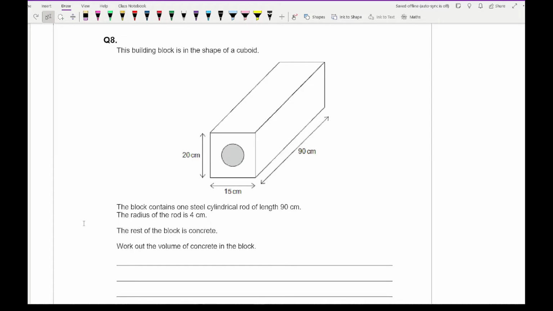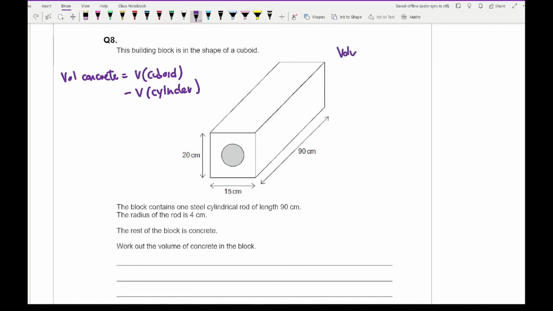So this involves cylinders. It says that this building block is in the shape of a cuboid. The block contains one steel cylindrical rod of length 90 centimeters with a radius of 4 centimeters. Rest of the block is concrete. Work out the volume of the concrete in the block. So the volume of the concrete is going to be equal to the volume of the cuboid minus the volume of the cylinder. So these are the two things that we then need to work out.